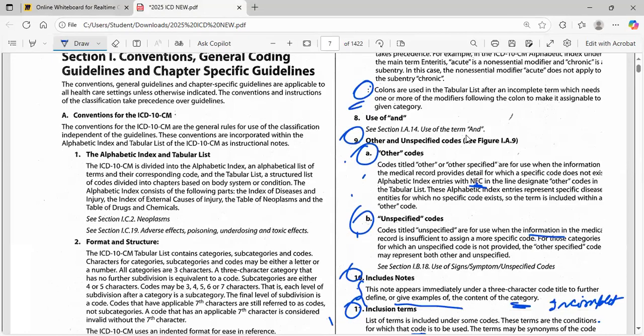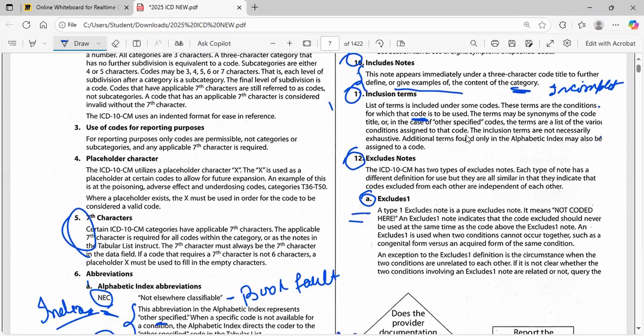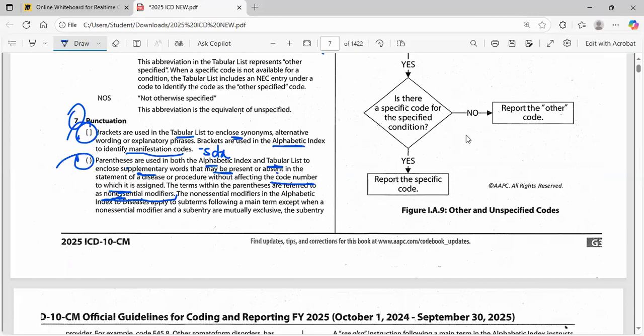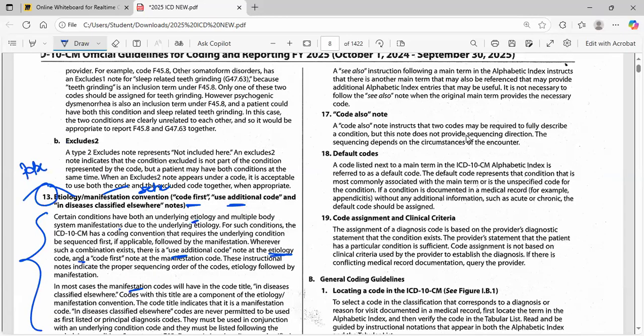Any questions on Excludes1? No, ma'am. Good. So just after the session, open your book and go through the conventions one more time. And even after the session, if you have any question, you can ask over the WhatsApp chat.